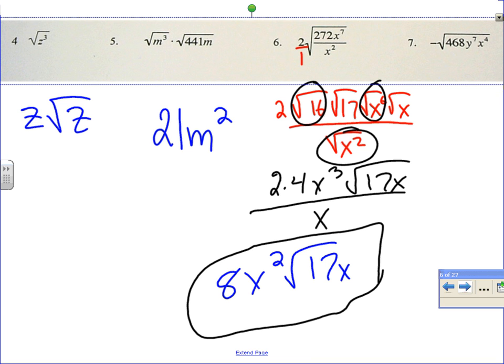Okay, number 7. Joseph, what'd you get for 7? You said y to the what? I just didn't hear you. No. The y in front. Okay, it should be y to the 3rd, and then square root of 117y. So number 7 should be negative 2y cubed x squared, square root of 117y.